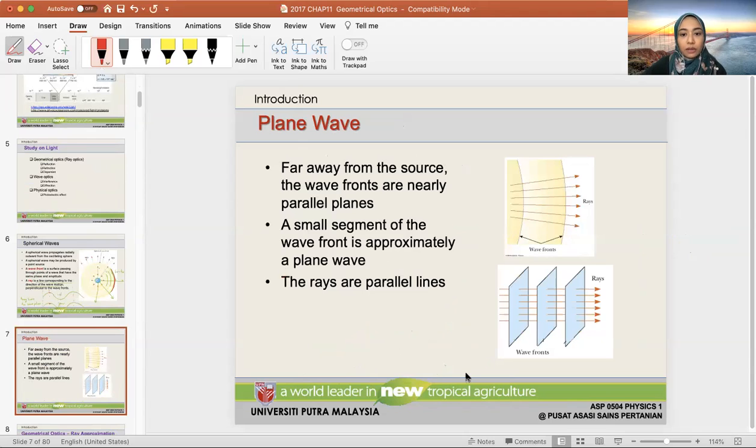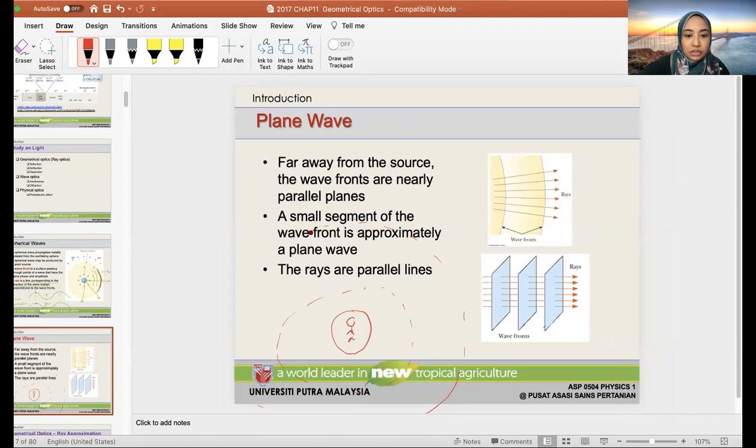So far away from the source, the wavefronts are nearly parallel planes. So I'm here, I have a torchlight. Let's just say I see the source. The source of light is next to me, and this is the wavefront. The wavefront travels. The rays travel very far until I can't see them anymore, and then it stops here.